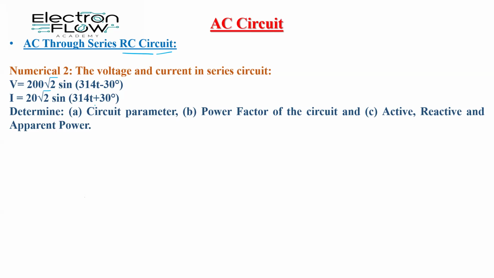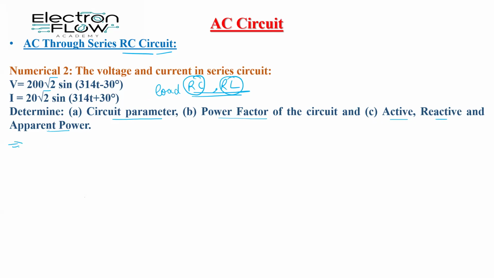So here we have to calculate three things. First is the circuit parameters. Second is the power factor of the circuit, and last is the active power, reactive power, and the apparent power. The issue in the question is that sometimes it is not given whether the load is RC or RL, so we have to check what type of load is given to us. So let's check what type of load is given to us.